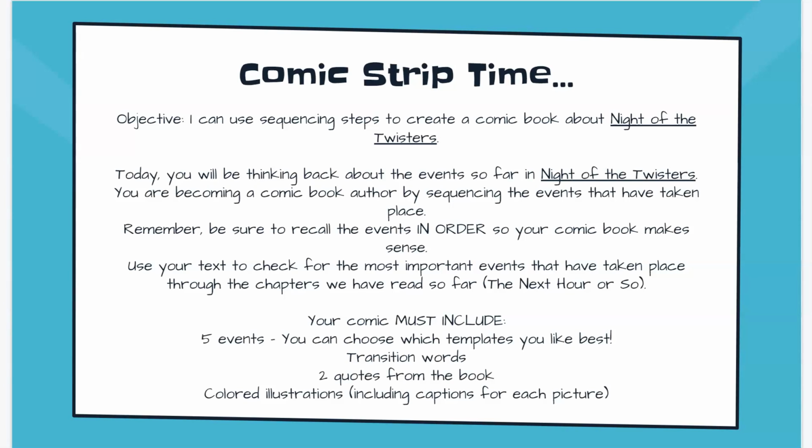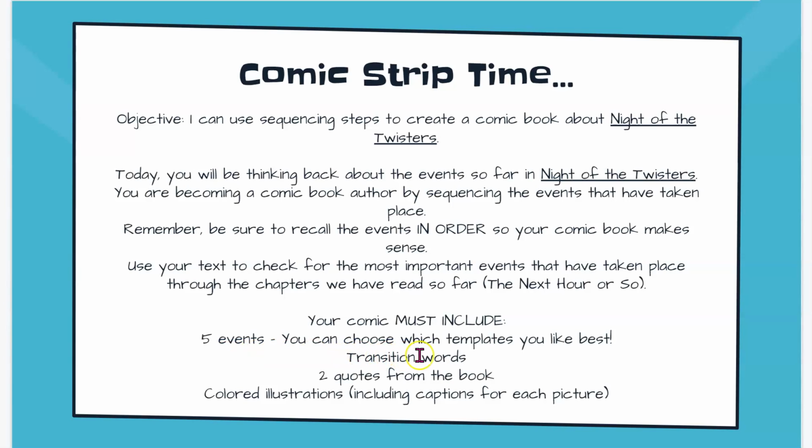And so you're going to go back into your text to check through and kind of skim, and I would jot down some ideas in my notebook of at least 5 events that have taken place in our story that are most important and that have taken place in order. And so in your comic, you must include at least 5 events. You can, of course, do a few more if that's hard to just narrow it down to 5.